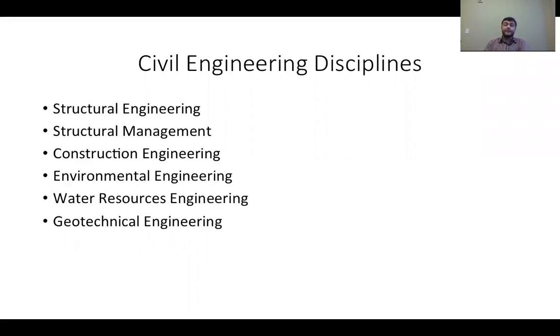Now, the civil engineering disciplines, structural engineering, structural management, construction engineering were all used in the actual building of the dams, the diversion tunnels, the bypass channels, all the actual construction and building. Environmental engineering is used throughout this project. One example is every year they drain the entire Riverwalk, clean it, and fill it back up.